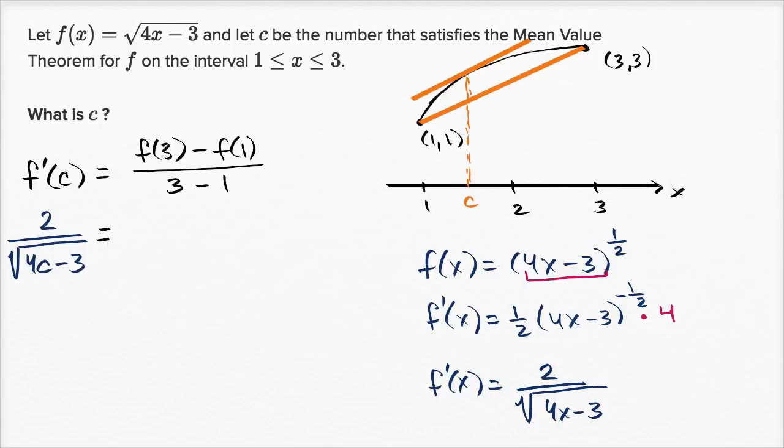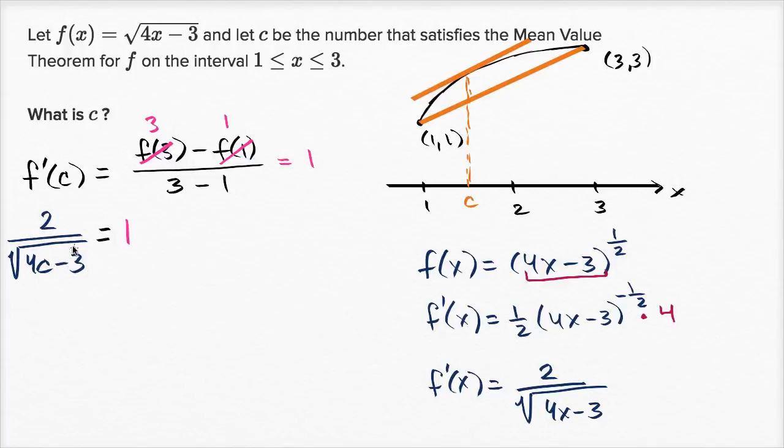That is going to be equal to, let's see, f of 3 we already figured out is 3. F of 1 we already figured out is 1. And so we get 3 minus 1 over 3 minus 1. Well, that's going to be 2 over 2, which is equal to 1. So there's some point between 1 and 3 where the derivative at that point, the slope of the tangent line, is equal to 1. So let's see if we can solve this thing right over here.